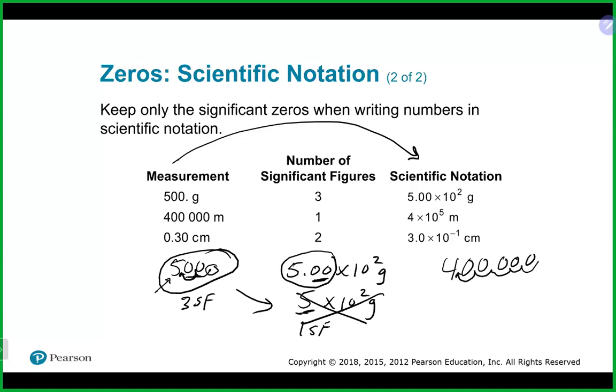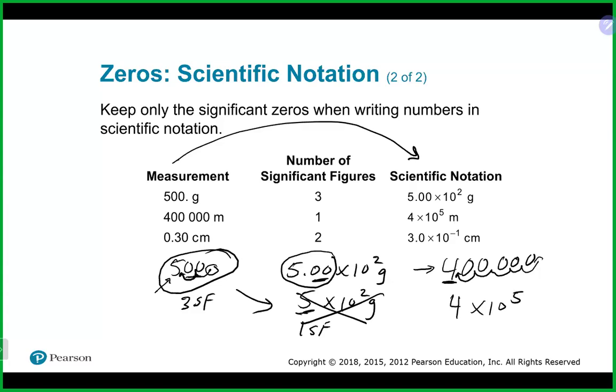Now, when we come to this guy, the second one, 400,000, we're going to assume here 1, 2, 3, 4, 5 places. Remember, we're going for a number between 1 and 10. Cannot be 10, can be 1. And that's going to give me 4 times 10 to the 5. The original number here has only 1 significant figure, right?